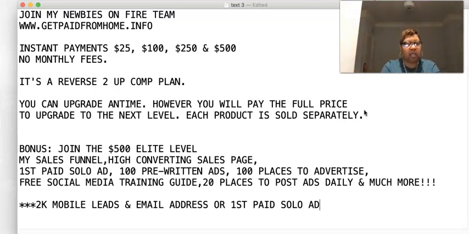An example would be if you came in at the $25 level today and you decide you want to come in at the $100 level, you're going to pay the $25 today plus that admin fee to be at the $25 level. And then when you decide you want to upgrade, you're going to pay the $100 plus that admin fee for that $100 level. And that's how it will go going forward on each level. But you double your income with this.